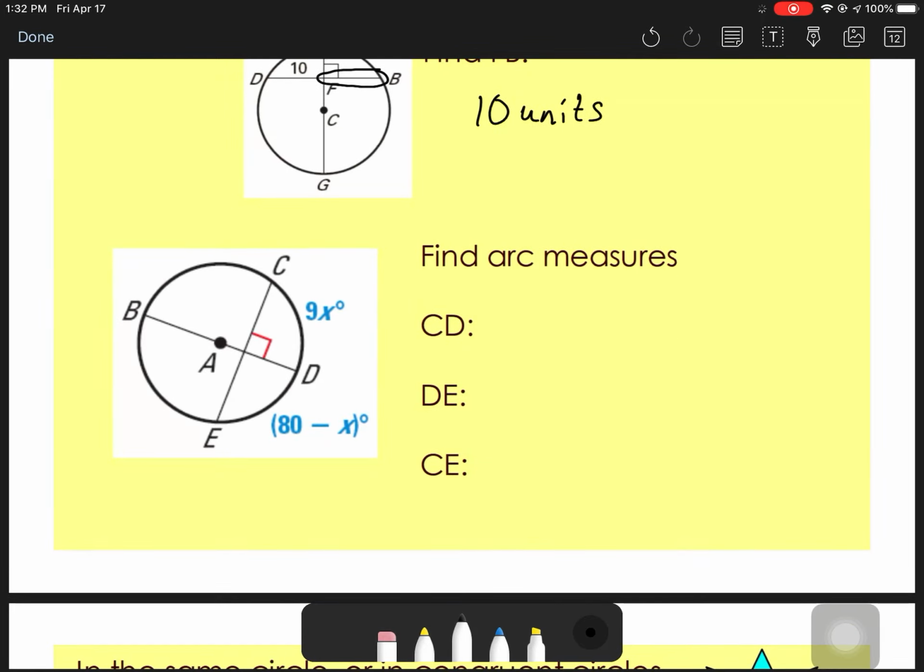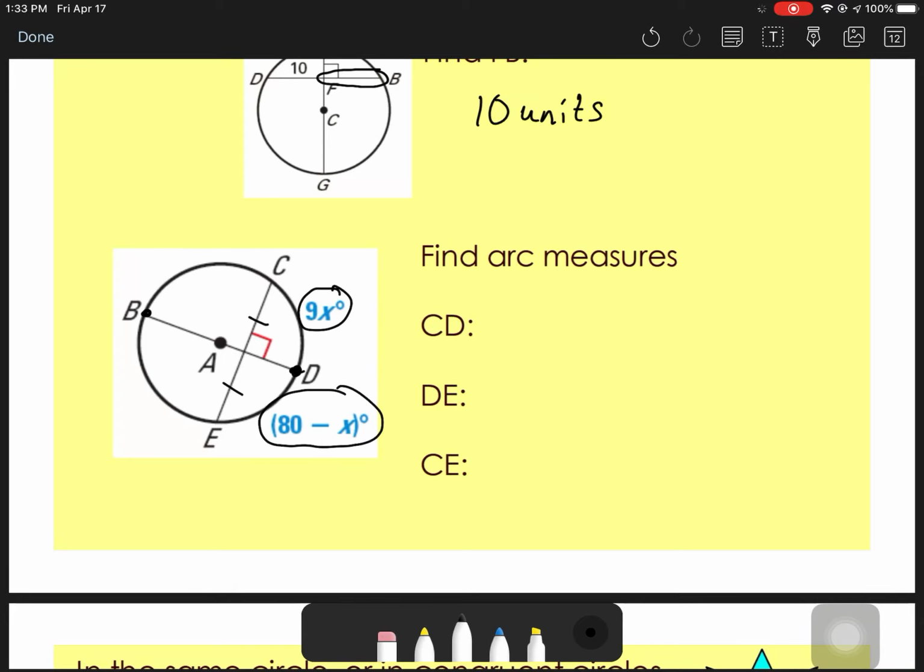Next part, it says find arc measures. So here, first thing to note is we have two chords that are intersecting. So since BD is going through the center and it meets at this right angle right here, that means that BD is a diameter. Since that's a diameter, we know that this segment right here and this segment right here are congruent to each other. Together they make a chord. That also means that this arc and this arc are congruent to each other.